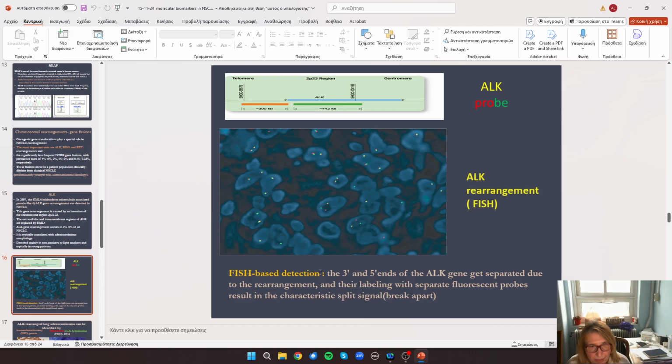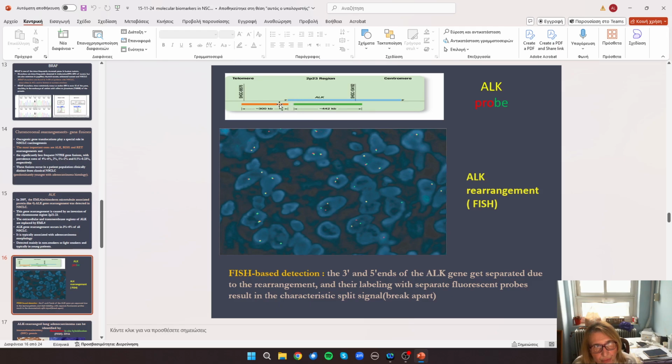We can see the gene rearrangements by the FISH methodology, or we can detect them by NGS procedure. By FISH methodology, we can see at the tissue level if a break event has occurred.